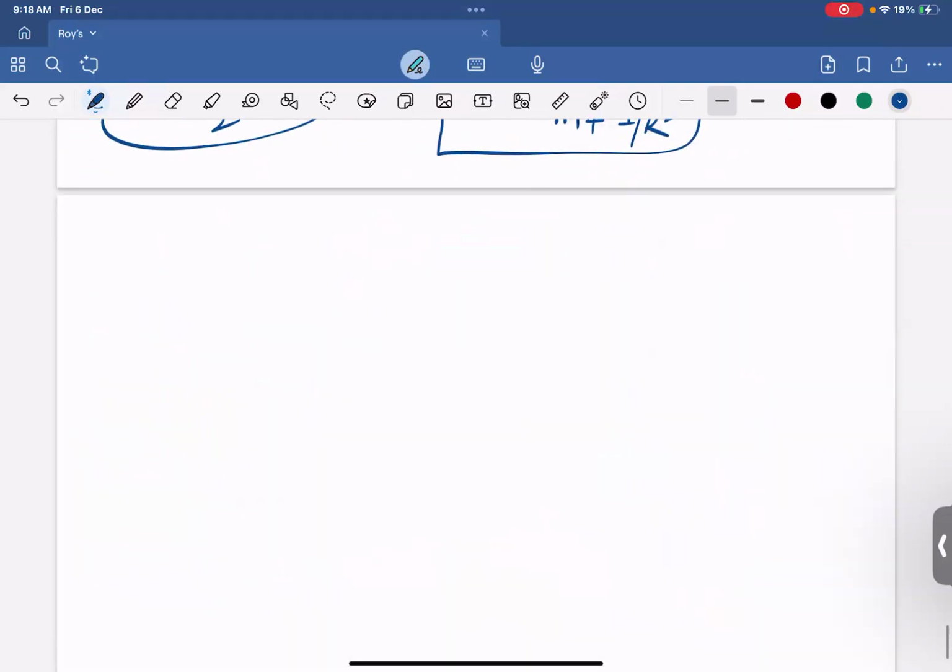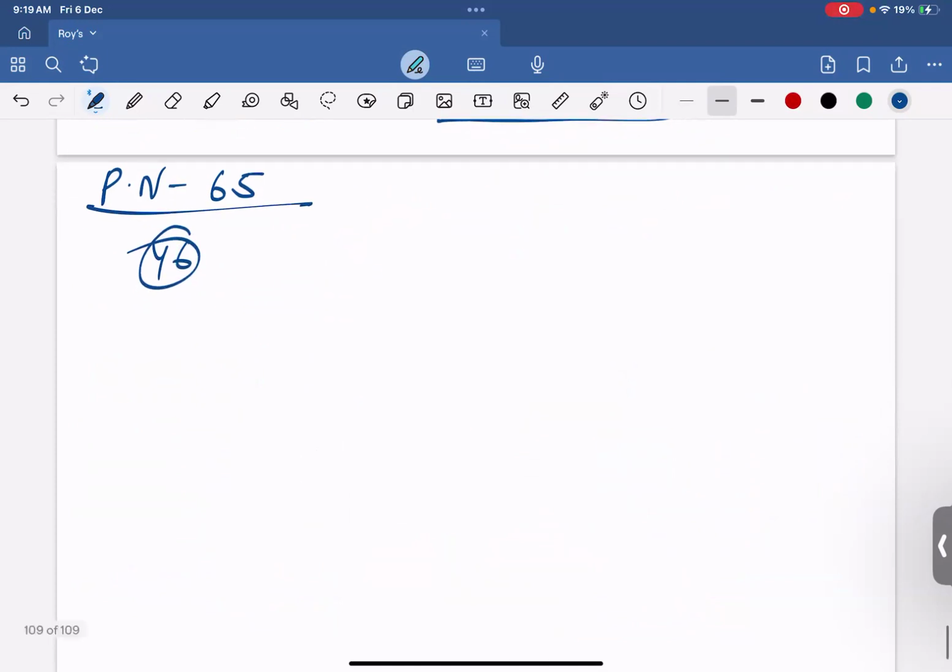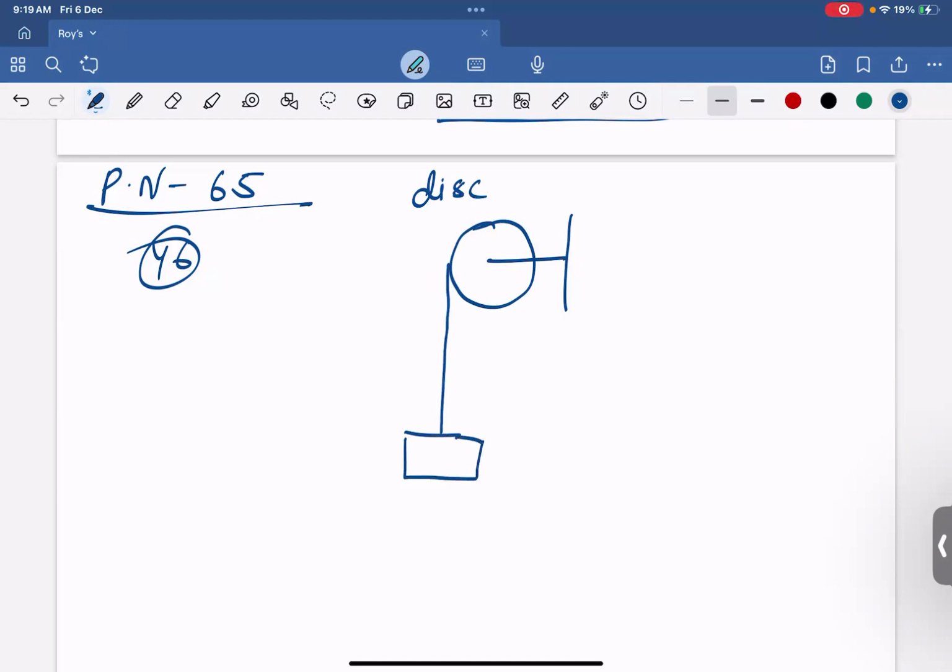Okay. Page number 65, Neil. Question number 46. It is based on this. Page number 65. Question number 46. You see, it is given a disk. I think it is a disk. It is given as a disk, and here we have a mass m. Can you see this question, Neil? Yes, sir, I can. Okay, so string is wrapped and mass m is there.